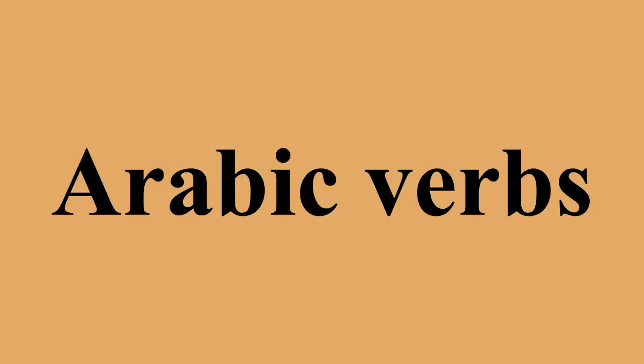Voice. Arabic has two verbal voices, active and passive. The passive voice is expressed by a change in vocalization. For example, active faala, he did, yafalu, he is doing. Passive fuila, it was done, yufalu, it is being done. Notice that active and passive forms are spelled identically in Arabic, only the vowel markings differ.